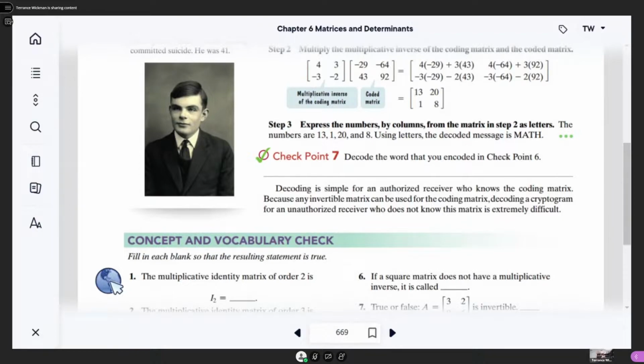He was a genius. He probably won the war for World War II. He broke the Enigma code.